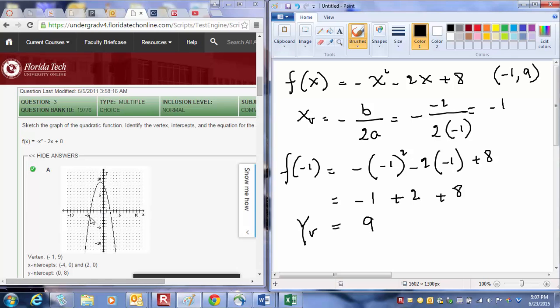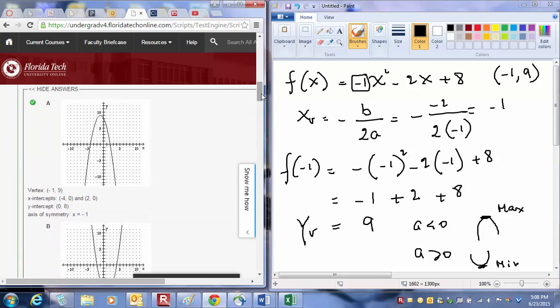So the coordinates of the vertex are negative 1, 9, and if you look at the graph, this one has negative 1, 9. Now this curve is concave down because a is negative 1. So if a is less than 0, the curve is concave down and we have a maximum. If a is greater than 0, the curve is concave up and we have a minimum. In this case, it's concave down, and therefore we have a maximum.